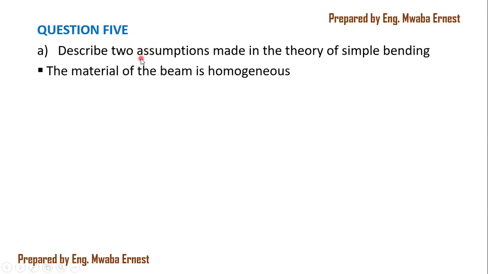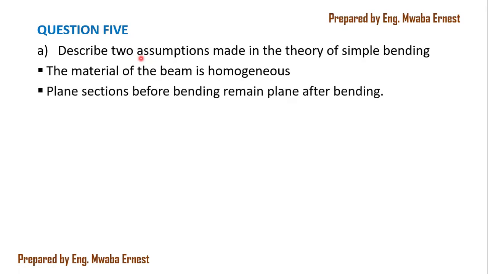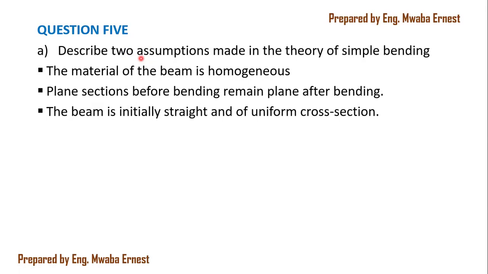One of them is that we expect that the material is uniform. It's the same. It's homogeneous throughout. And also, before and after bending, the plane section should remain the same. It remains plane before bending and also after bending. Then the beam is initially straight and of uniform cross-section.